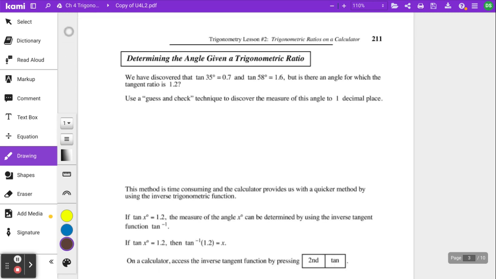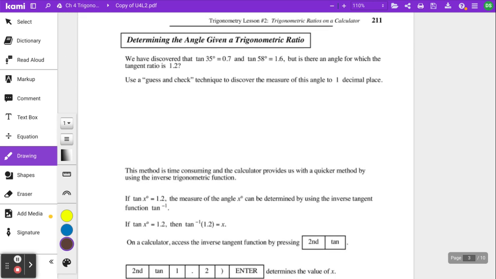Okay. If you type in your calculator's tangent of 35, you get 0.7. And if you type in tangent of 58, you get 1.6. But what angle should we type in so we get the answer to be 1.2? So in other words, like this. Tangent of what angle? What goes in this box? So I get 1.2. Try a few different things and check it out.